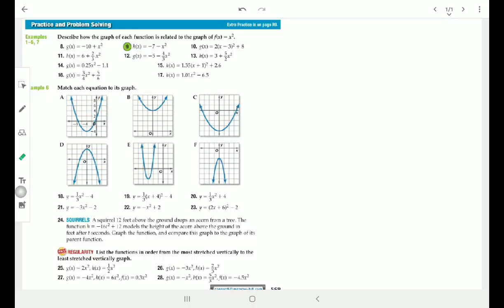Hello everybody, coming back with another video today to help you out with Chapter 9, Lesson 3. We are doing transformations of quadratic functions.